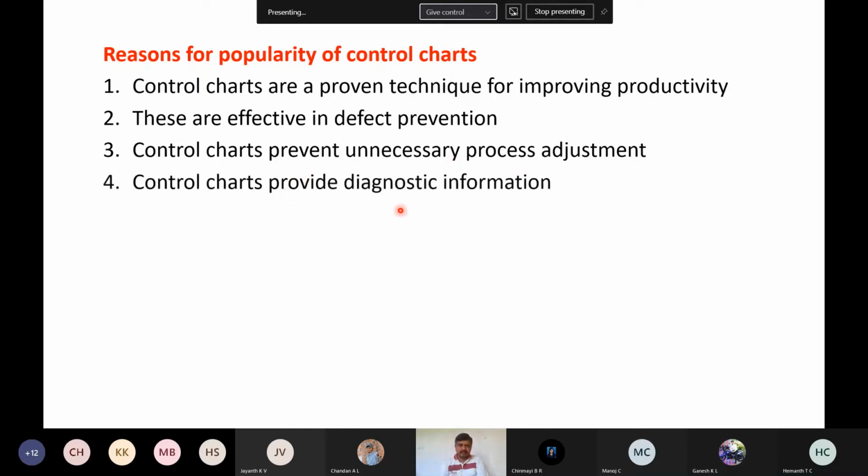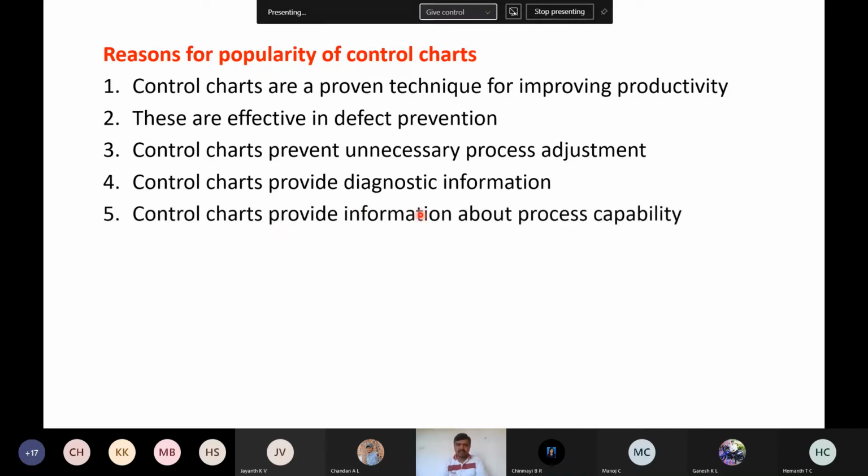Next, control charts provide diagnostic information. In the previous class we discussed that we can have an action plan where we can list the assignable causes and how they can be removed or addressed. That list we can make. So that is the diagnostic information. If the same type of problem or assignable cause arises, you have the set of procedures which need to be followed to avoid, remove, or eliminate that assignable cause. So that is the diagnostic information.